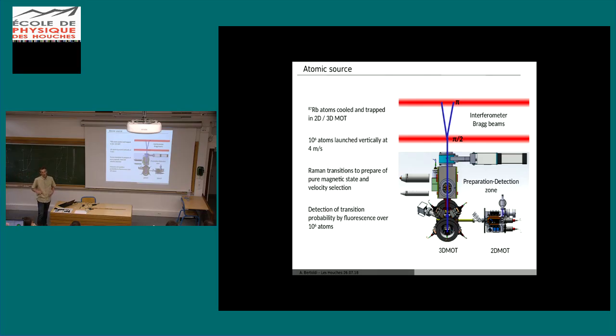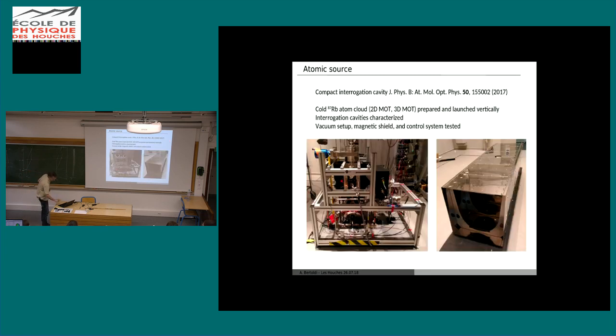So the experiment is designed to be modular. This is the atomic source. We have a 2D MOT loading a 3D MOT. There is a launching system to launch in a moving molasses. As I said yesterday, we change the frequency and the atoms are shot up. There is a preparation region to define the internal and the external degrees of freedom, and then the atoms reach the upper vacuum pipe, where there are the two optical links that are used, as I said, to split and recombine the wave function.